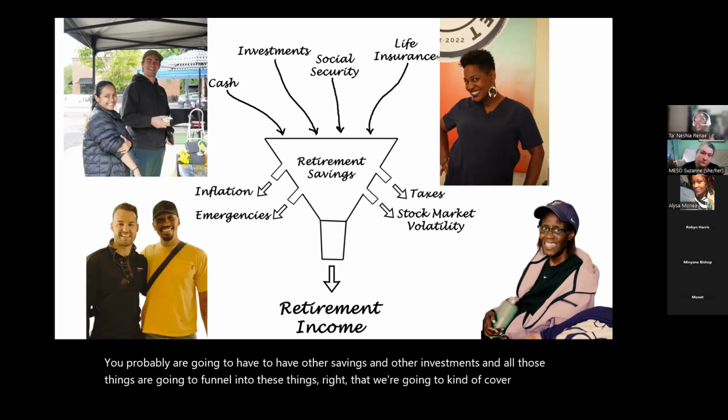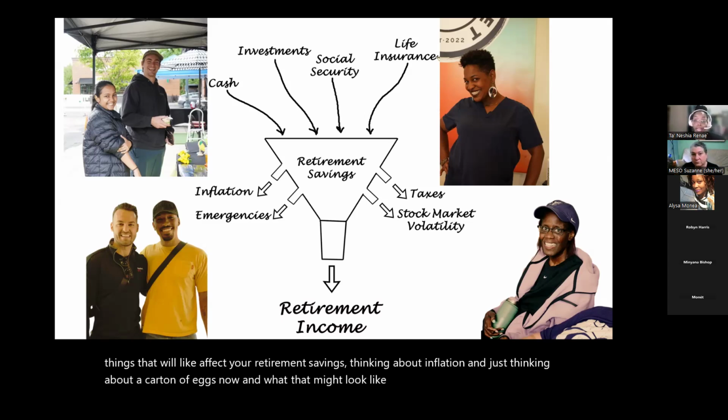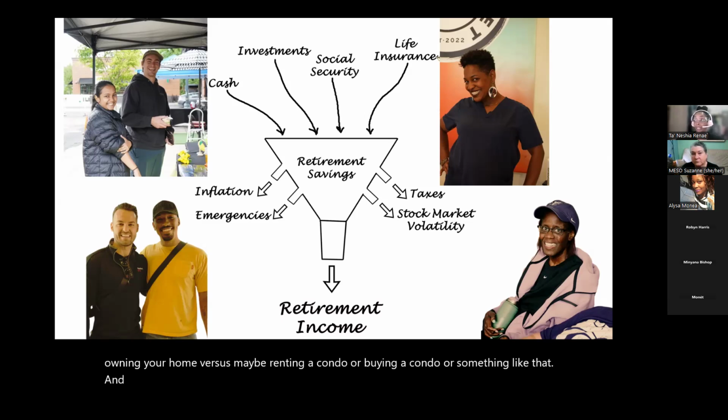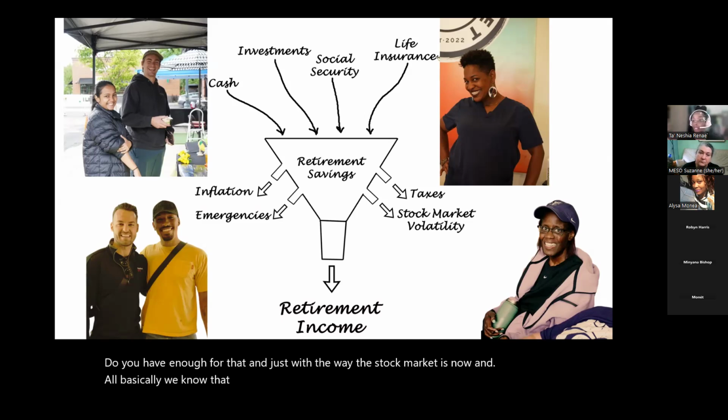And the things that will affect your retirement savings, thinking about inflation and just thinking about a carton of eggs now and what that might look like when you're ready to retire, owning your home versus maybe renting a condo or buying a condo or something like that. And what is that going to look like? And do you have enough for that? And just with the way the stock market is now, we know that life changes, right? There's ups and downs, and just having this cushion for later and all the things that will affect that cushion.